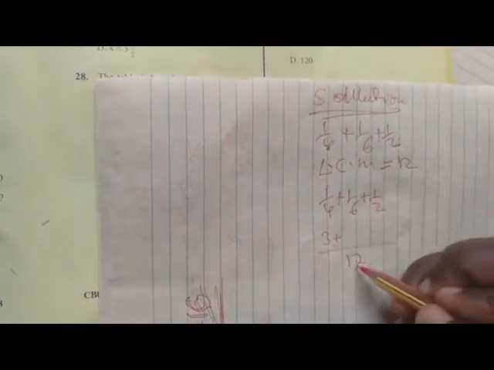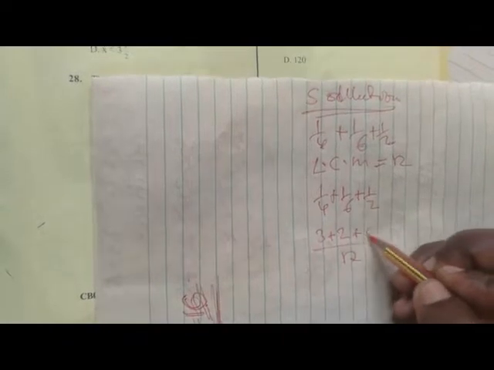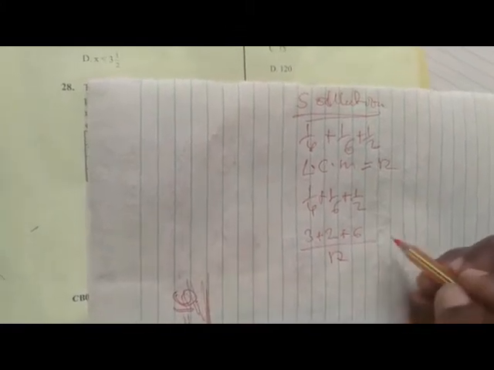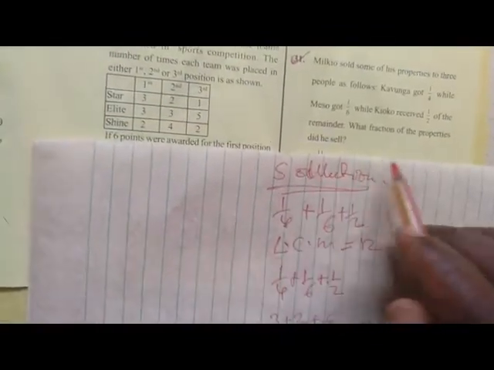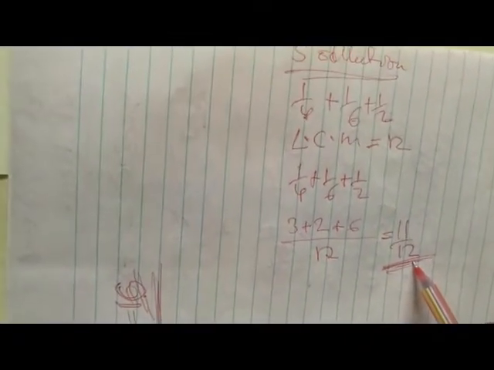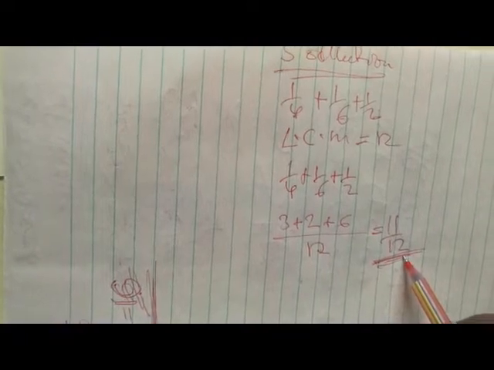If you divide 12 by 4 is 3, plus 12 divided by 6 is 2, and 12 divided by 2 is 6. This will give us 11/12. And this is the fraction, and this is the final answer. What fraction of property did he sell? This is the fraction.